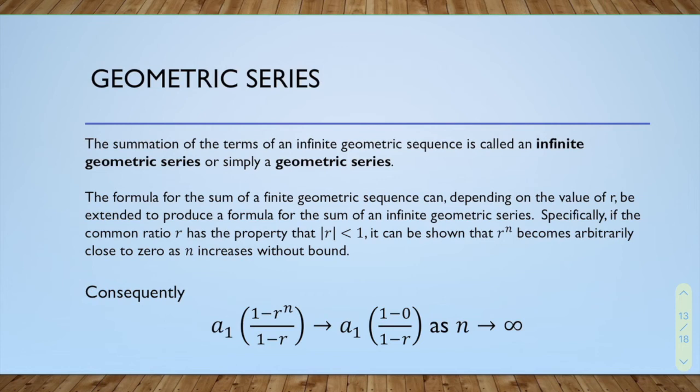So let's take a look at this. We just developed the formula for a finite geometric series, in such a way that 1 minus r to the n is in the numerator of that formula. So we have a sub 1 times 1 minus r to the n over 1 minus r. But notice here, we let r to the n now become 0 as n goes arbitrarily close to infinity. Now we have a sub 1 times 1 over 1 minus r.